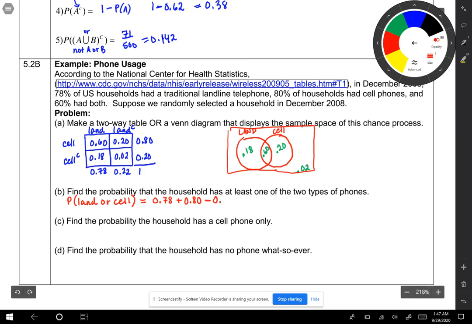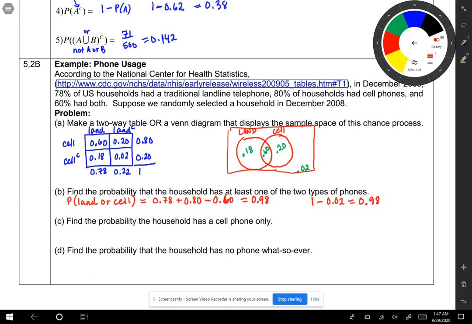So it'd be 0.60. I don't know why I said 0.02. Looking at the wrong number. And that gives you a grand total of 0.98. All right, because honestly, we could have even done the probability that it's 1 minus not land or cell. So we could have done 1 minus 0.02. There are so many different ways to get the right answer. It honestly is totally up to you and which method works for you and makes sense.